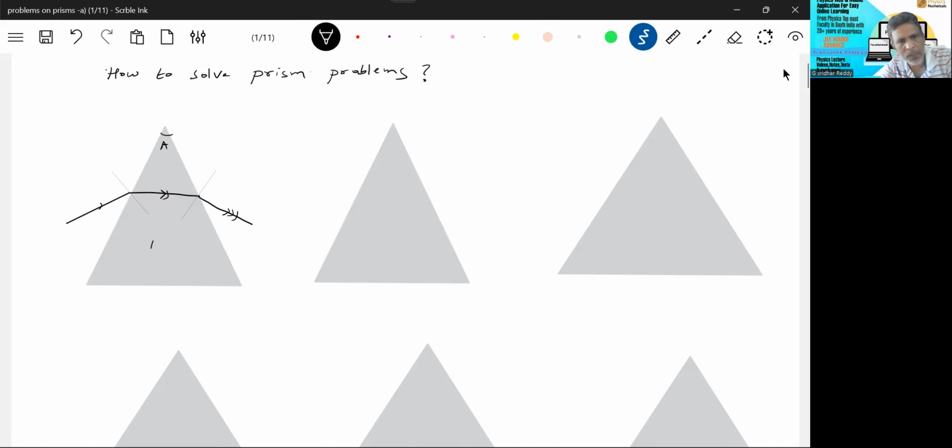This is the angle of prism. Later on we'll write some equations. First, what will happen to the ray when it passes through the prism? This is the background we needed.